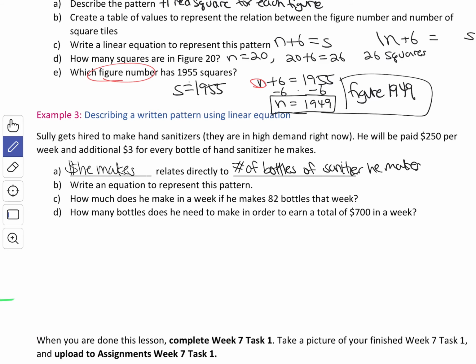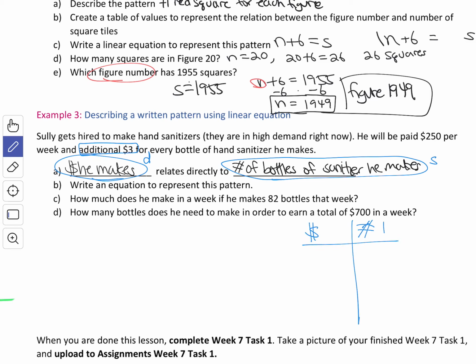So write an equation to represent this pattern. Okay, so we need to come up with a variable to represent the two things that we're relating. So money he makes, let's represent this as D. Dollars that he makes is equal to, directly related to the bottles of sanitizer he makes. Let's use S for sanitizer. Okay, it looks like he's going to be paid $250 as his base, and he's earning an additional $3 for every bottle.